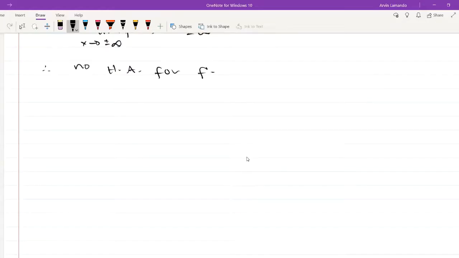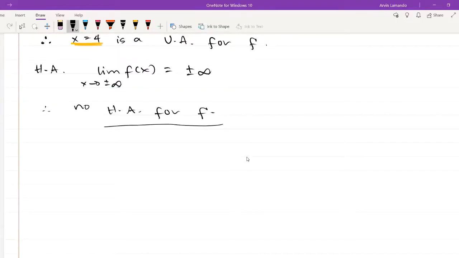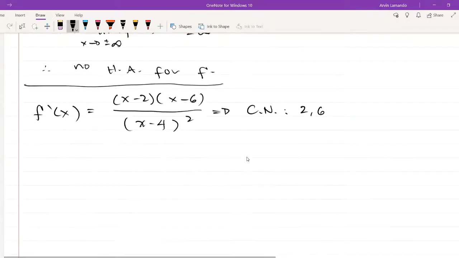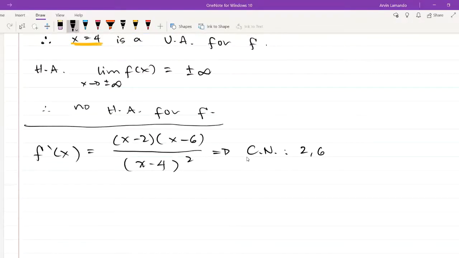Now, let us compute the critical numbers of f. To do that, we should first compute the first derivative of f. I'm going to skip a lot of steps to save time, but you can use the quotient rule to find that the first derivative of f is equal to x minus 2 times x minus 6 all over x minus 4 squared. So this implies that the critical numbers are just 2 and 6. 4 makes f prime of x non-existent. However, 4 is not part of the domain of f, so it shouldn't count as a critical number. So these are all your critical numbers, just 2 and 6.